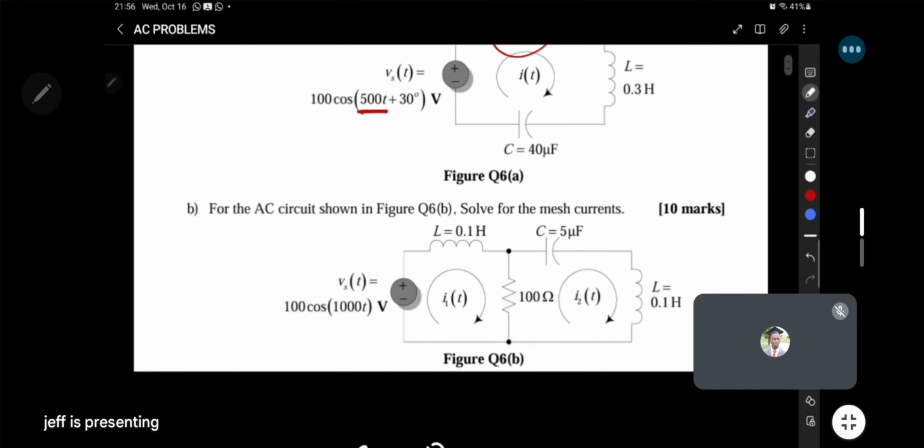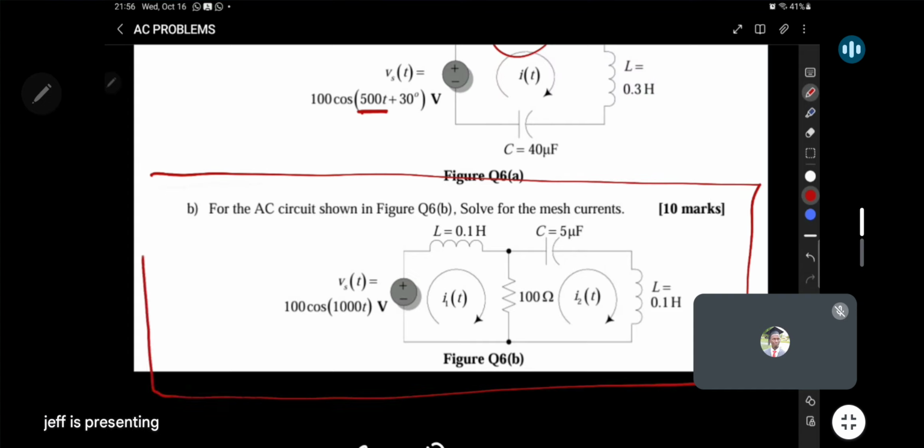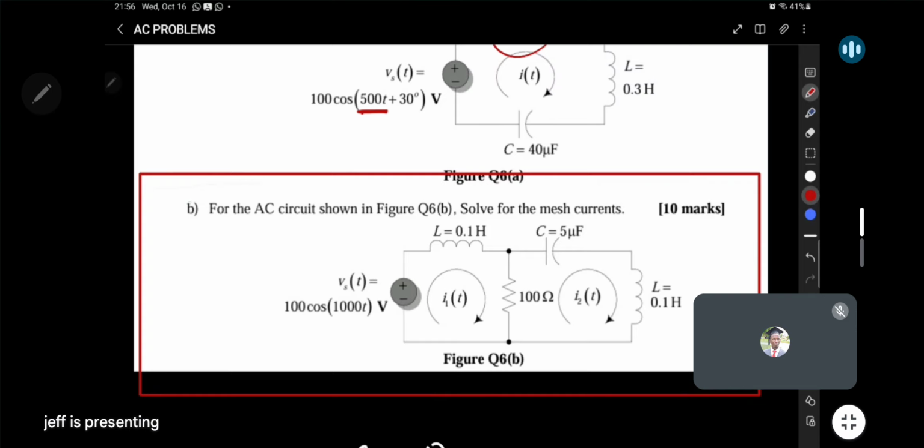Okay, so we're going to pause here for tonight. There's still this one. I'll ask you guys to try out this one. AC, solve this by the mesh current approach. We're going to work it out in our next class.